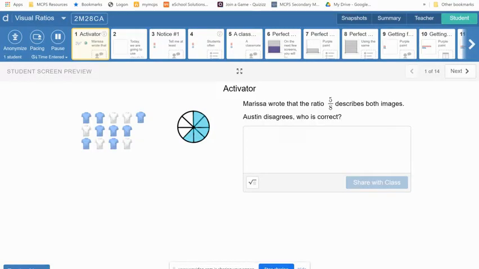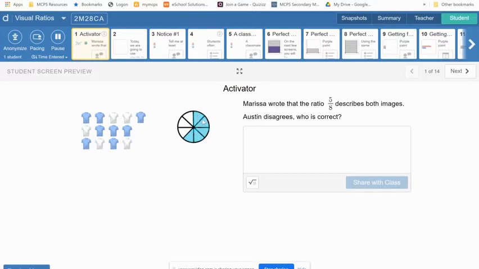Okay, so today we are talking about visual ratios and showing how ratios can be described using visuals. So in this activator, Marissa wrote that the ratio 5/8 describes both images. Austin disagrees. Who is correct? Well, let's count.